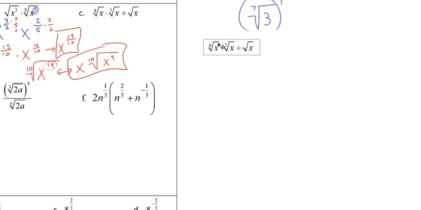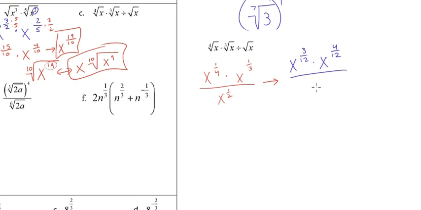paste. All right, so we have the fourth root of x, that's x to the 1/4 power, times x to the 1/3 power, all being divided by x to the 1/2 power. All right, so again, we need to get a common denominator here, and that is going to be 12. So this is really x to the 3/12 times x to the 4/12 divided by x to the 6/12.